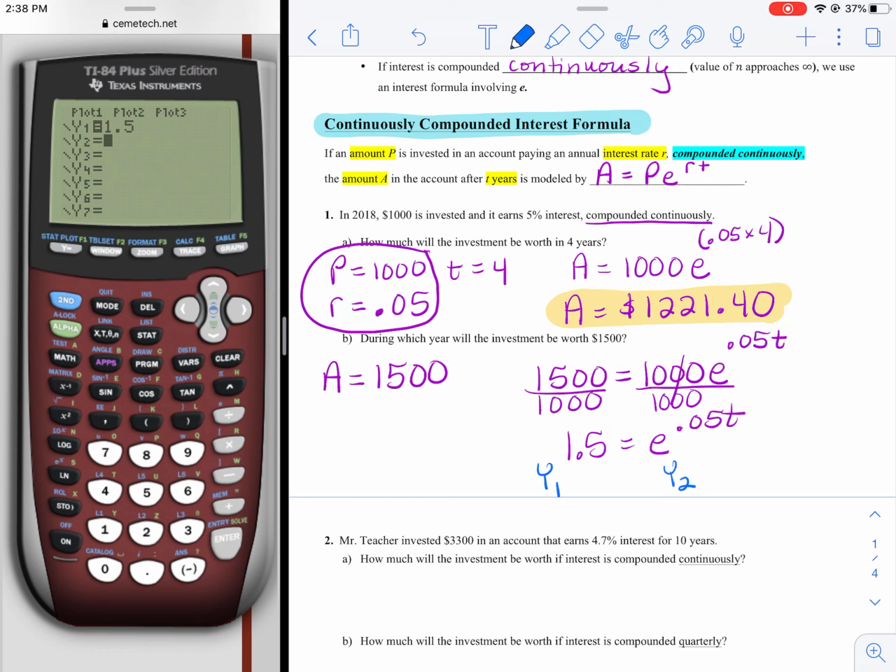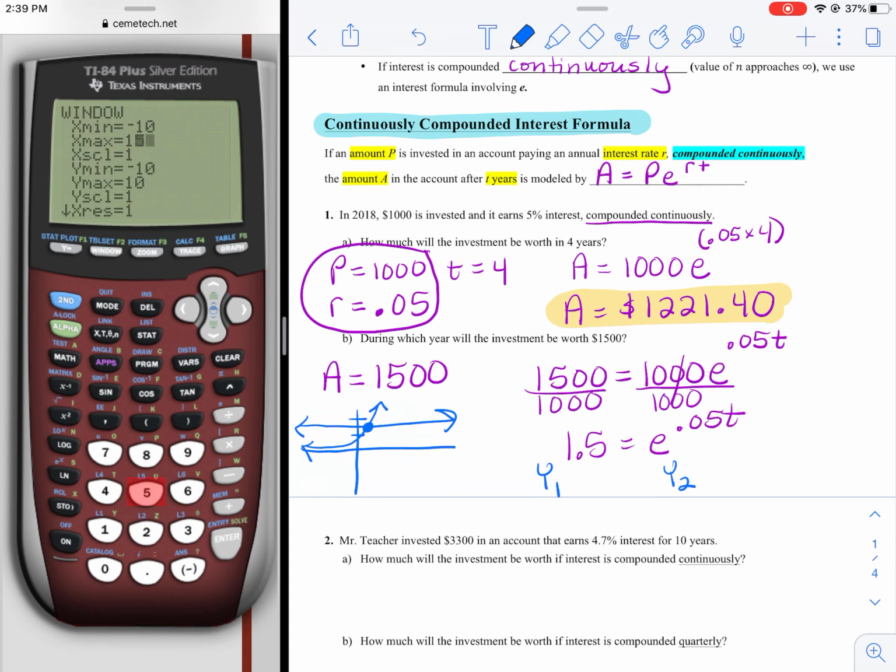Okay, so in the calculator, I'm going to type 1.5 in for y1, and then I'm going to hit second ln, and I'm going to do e to the 0.05. I'm going to use x instead of t, because that's the variable my calculator uses. And then I'm going to hit graph. Okay, and what you're going to notice is you're going to have a horizontal line at 1.5, and then you're going to have your exponential curve. This is going to represent e to the 0.05t. And this intersection point right here, the x value of the intersection, is going to answer your question.